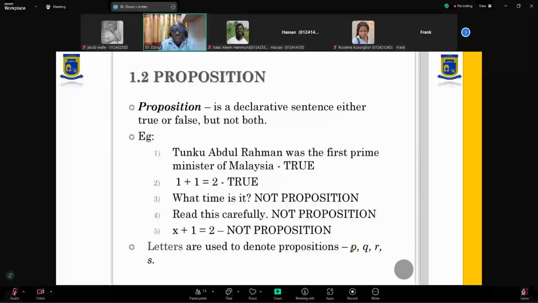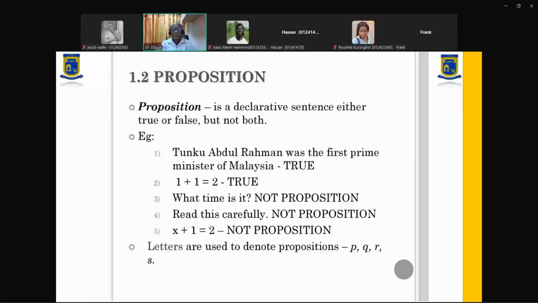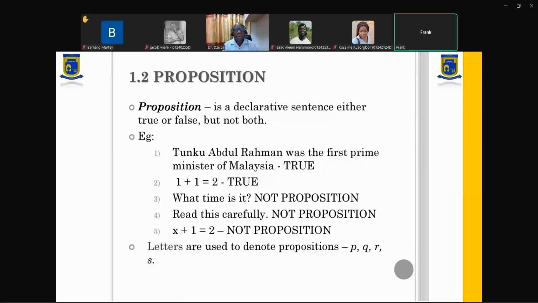Is that okay? So who can mention some propositions that we think of? A declarative statement whose outcome could be true or false. When we talk of a statement, we are talking of sentences that have a full stop at the end, whose outcome can be true or false. Yes, so let's listen to Bernard.